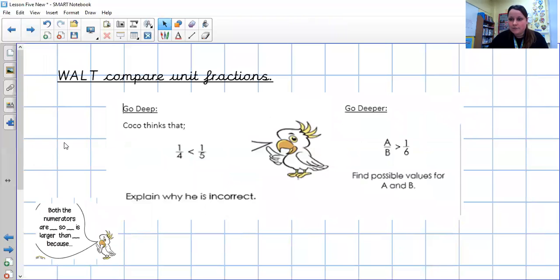Okay, if you need some extra practice at comparing those 2 unit fractions, then you will find some more Do It questions on your Class Dojo sheet. If you're happy and you feel like you want to jump straight into the Go Deep, then that's absolutely fine.